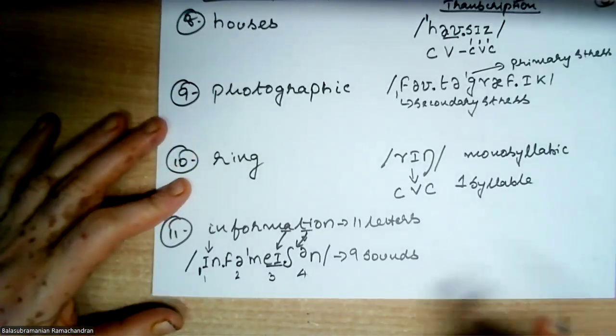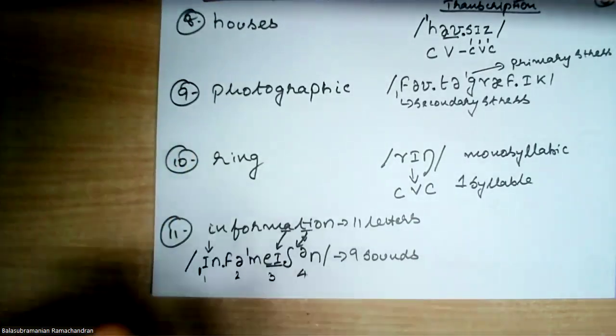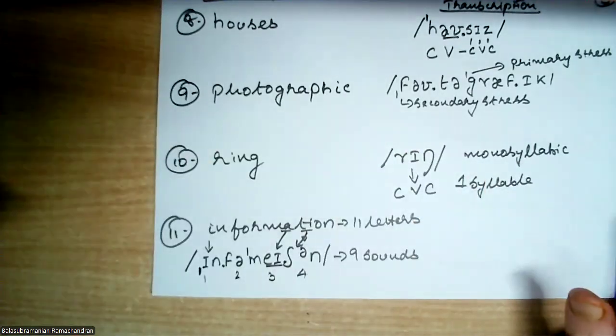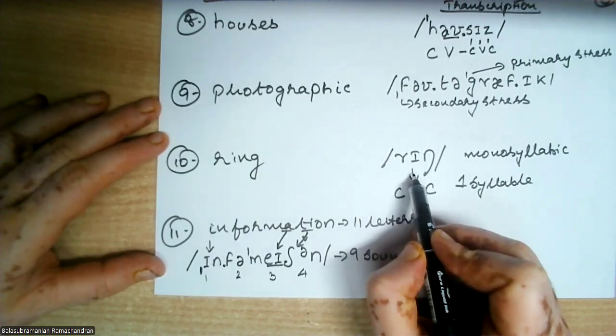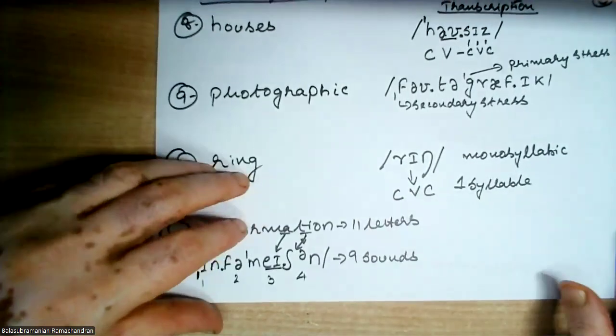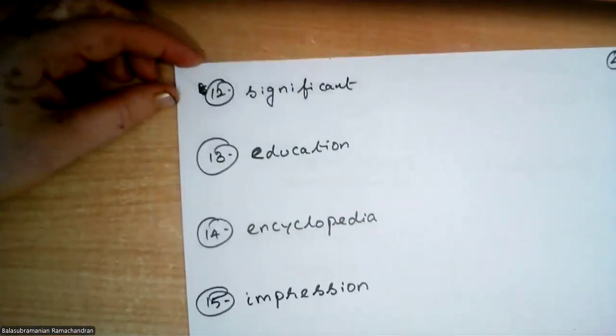So is this clear, people? The number of letters and the number of sounds will usually not be the same. You take RANG, there are 4 letters, but there are 3 sounds. So that's what we saw here. It is CVC. Now, you can learn a lot through transcription.